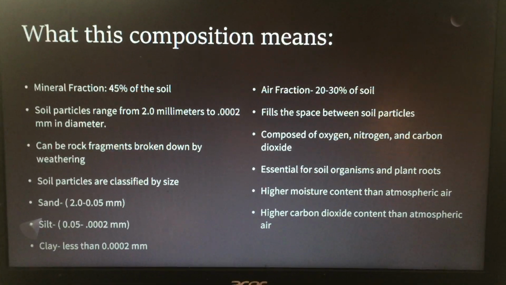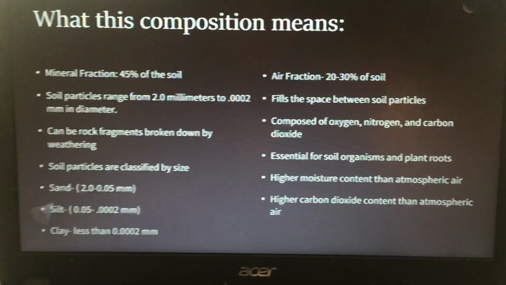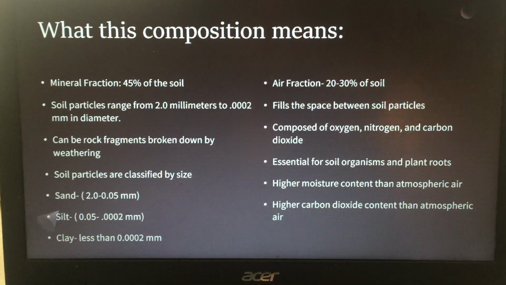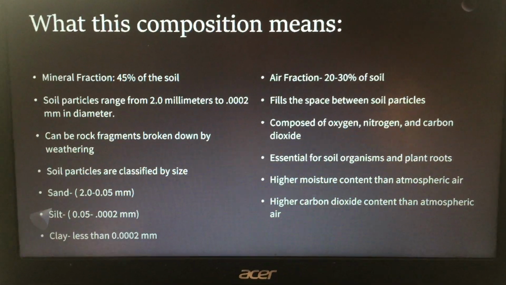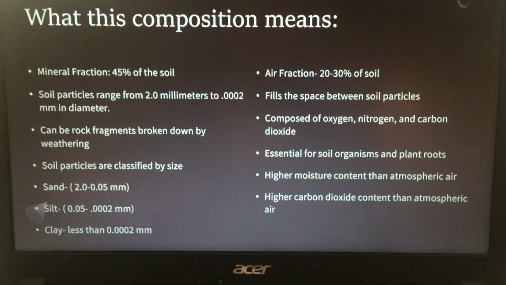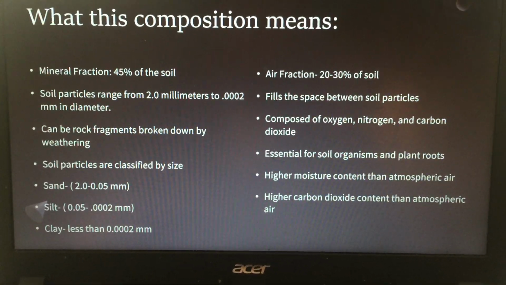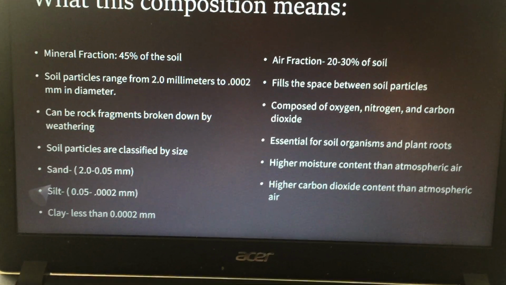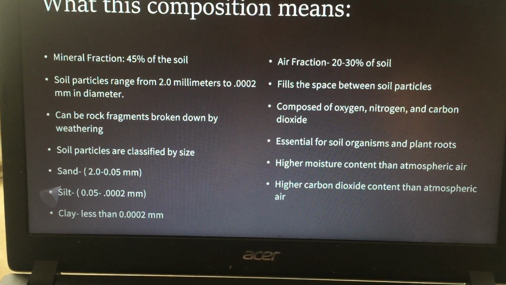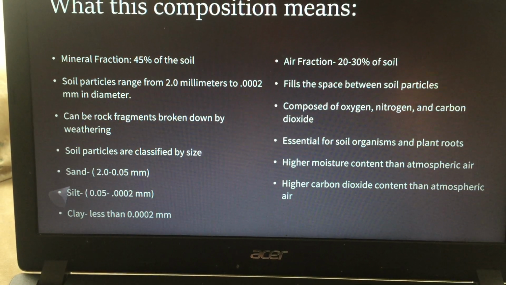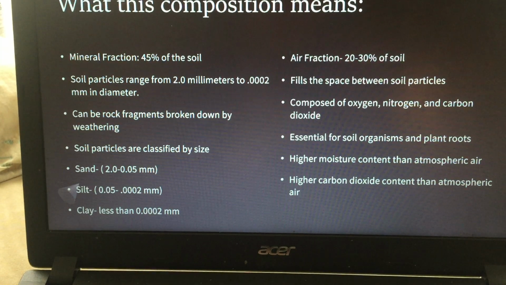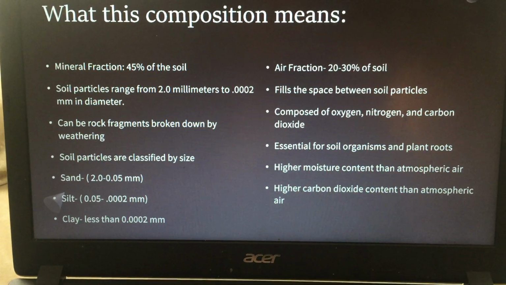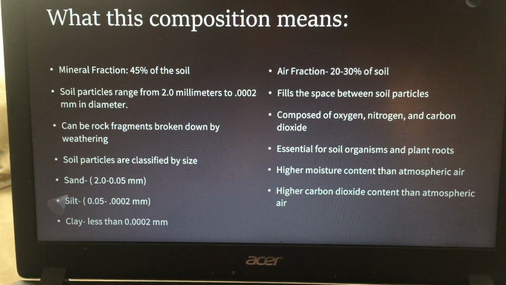So the first thing is the mineral fraction, and it's 45% of our soil. Our soil particles range from 2 millimeters to 0.002 millimeters in diameter. And so our soil particles are classified by size. So we have rocks and other large things that are greater than 2.0 millimeters, and they are not considered to be a soil particle. But we do have sand coming in at 2 to 0.05 millimeters, silt 0.05 to 0.002 millimeters, and clay, which is less than 0.0002 millimeters. And so our mineral fractions are formed by rock fragments that are broken down by the weathering processes.